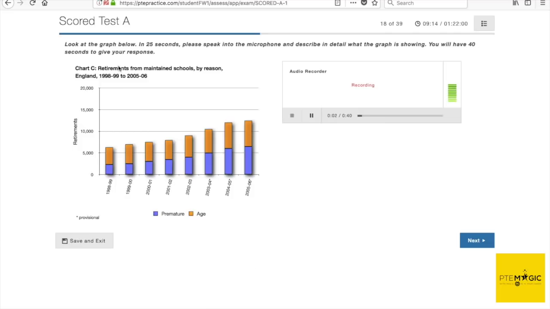The bar chart below shows retirements from maintained schools by reason in England from 1998-1999 to 2005-2006. And from the graph, it can be seen that 2005-2006 contribute the maximum, which is a bit over than 10,000 people. And on the other hand, 1998 and 1999 contribute the minimum, which can be seen at above 5,000 retirements in both premature and age. So in conclusion, it can be seen that there are over 8 periods of the retirement and they are distributed unequally between each other.